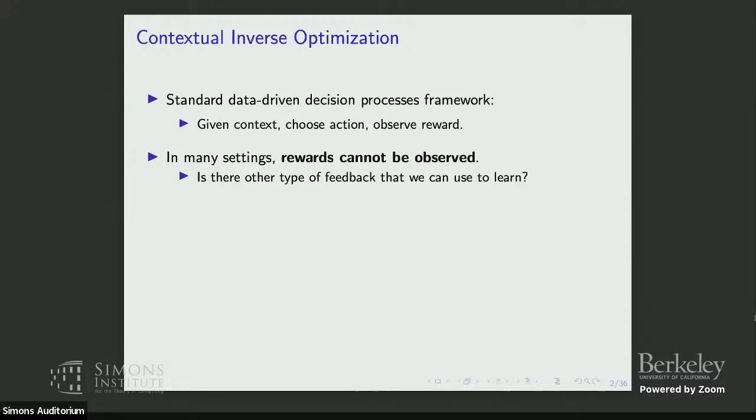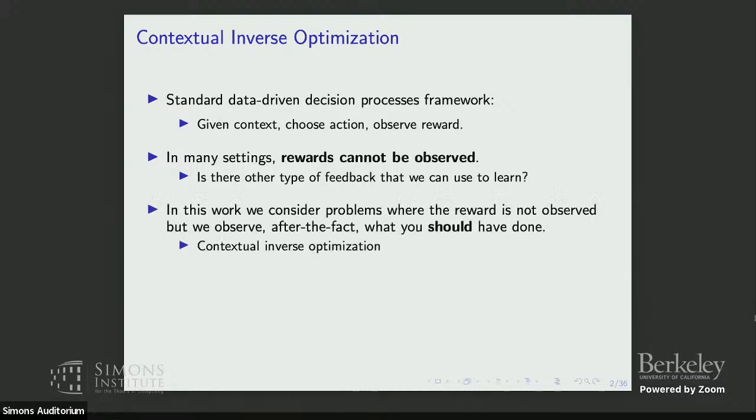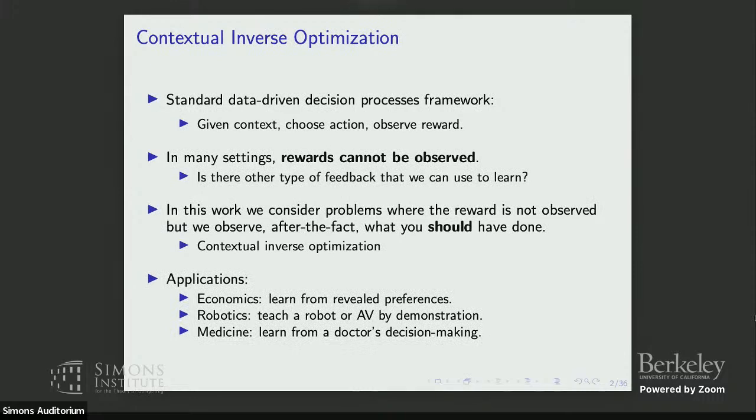And in settings where you can't observe rewards, and I'll give you some examples in a second, what other feedback might you be able to use to learn from? And what we're going to study here are settings where instead of learning the reward, you learn after the fact what you should have done. So this is what we're going to call contextual inverse optimization. And in the next slide, it's going to be clear what's the mapping between the terminology and the problem. But let me give you some applications.